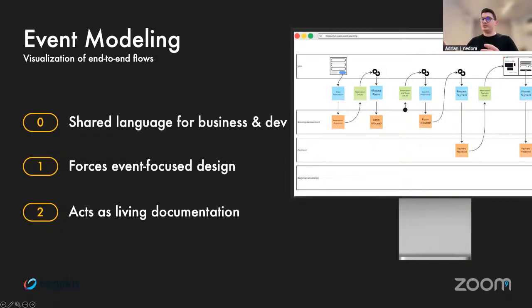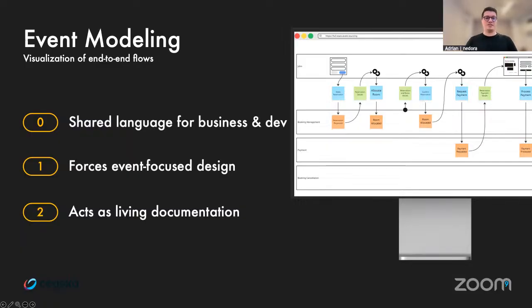You can see the entire timeline laid out. Missing steps and edge cases have a way of revealing themselves. It creates a shared language between the business and the development. So business stakeholders can look at the diagram, follow the story, and challenge or refine before any code is written.